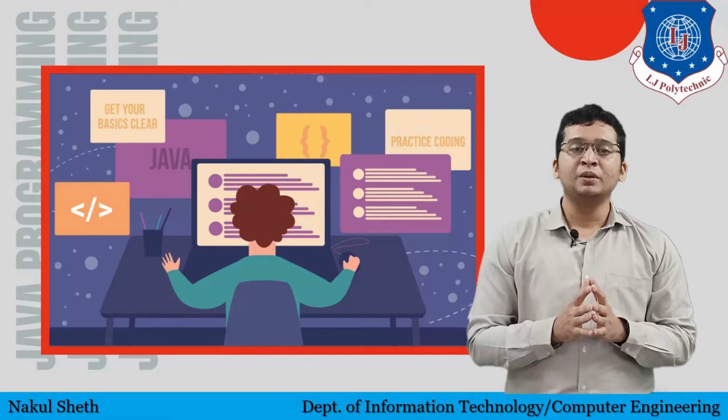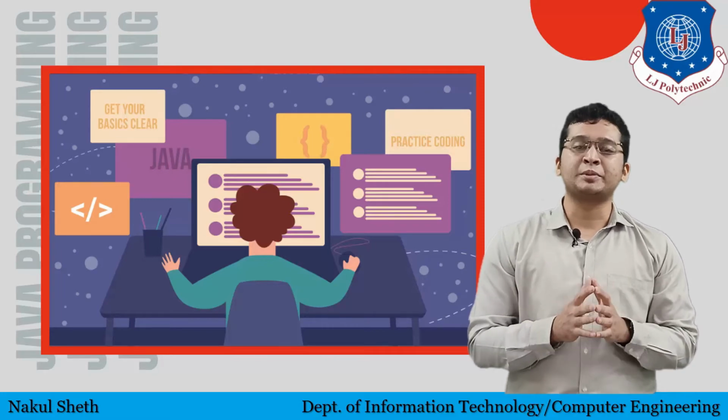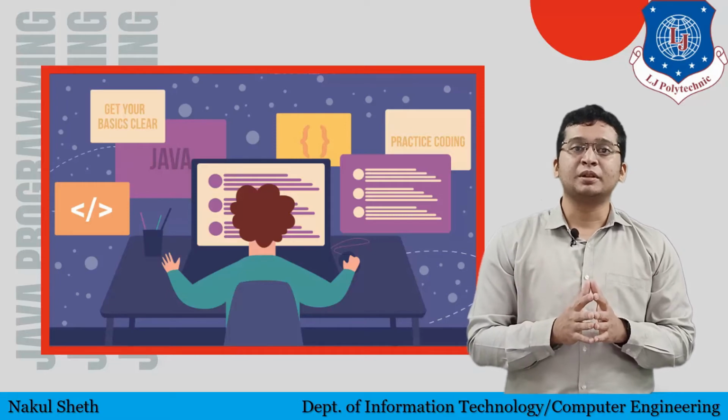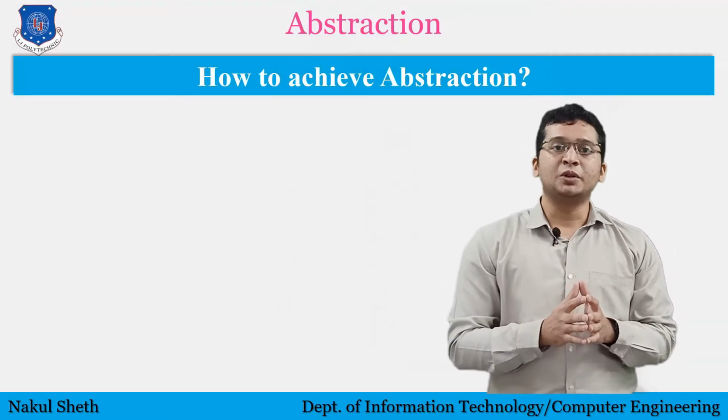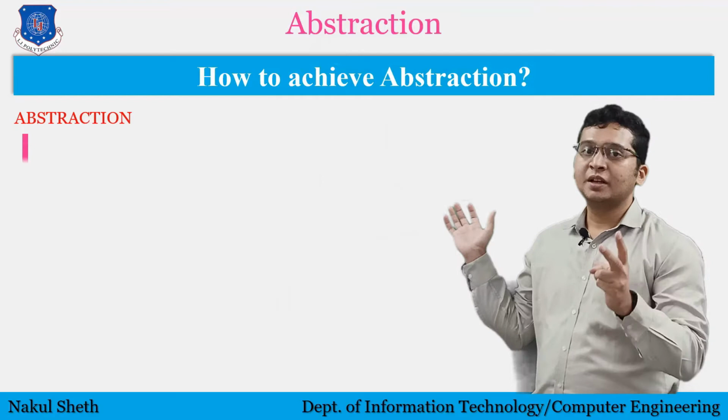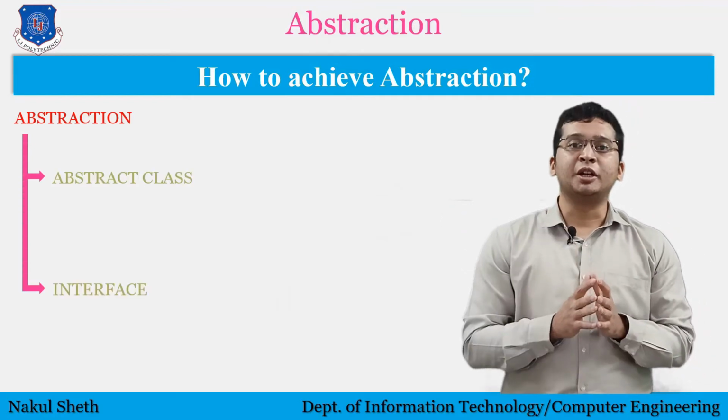In previous video, we have discussed how to achieve abstraction in Java through abstract class and abstract method. So let us revise that concept first. We can achieve abstraction using two different methods. First is abstract class and second is by using interface.